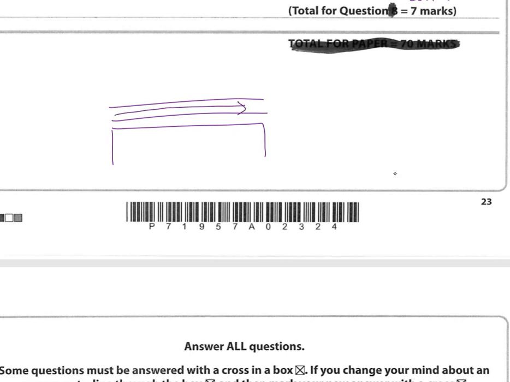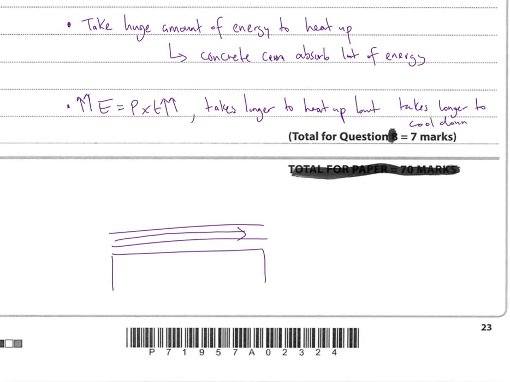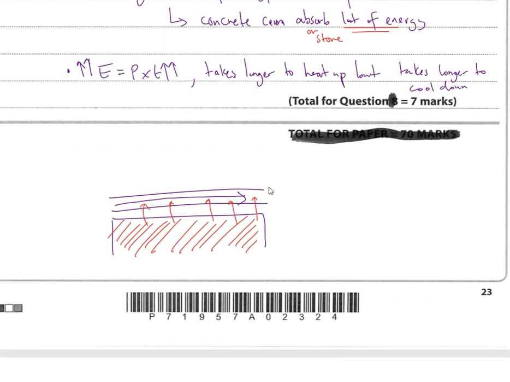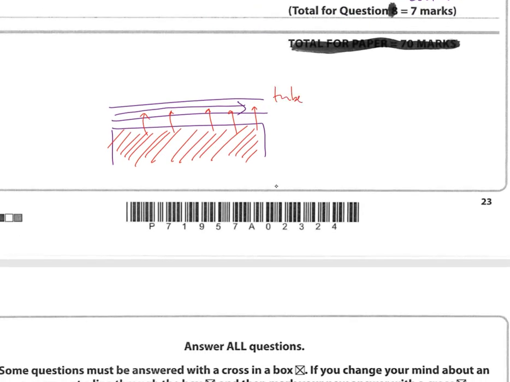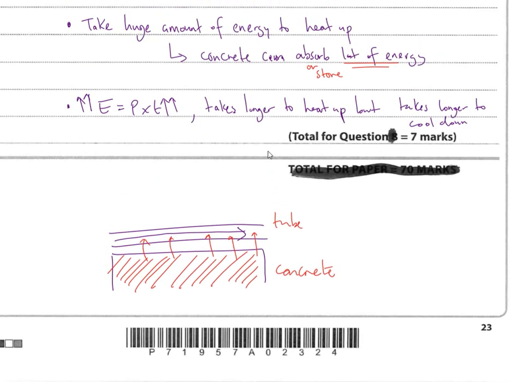Now, if the concrete takes a huge amount of energy to heat up, it's going to take longer to heat up, but it's going to take longer to cool down. It's going to have so much heat energy in it, and then it's going to hold that energy for a long period of time and lose that energy over a long time. So therefore, you can continuously heat up the water over a long period of time, because first of all, it takes a huge amount of energy to heat it up. So it can absorb or store a lot of energy, and it also takes a long time to cool down. Okay. So let's say this is the tube. This is the concrete.